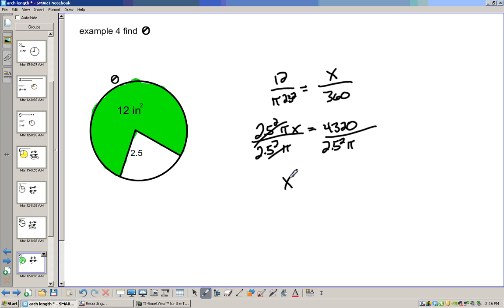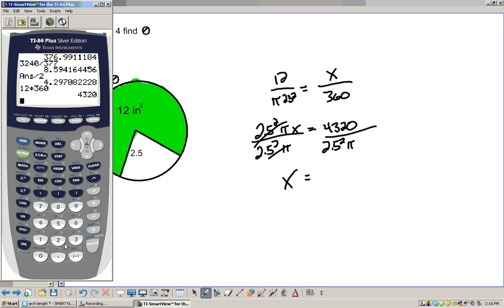Before I do this, I'm going to figure out what this is. So watch, I'm going to go 2.5 squared and hit enter, and then times pi, and hit enter. All right, so this is 19.63. That's what it rounds to, 19.63.